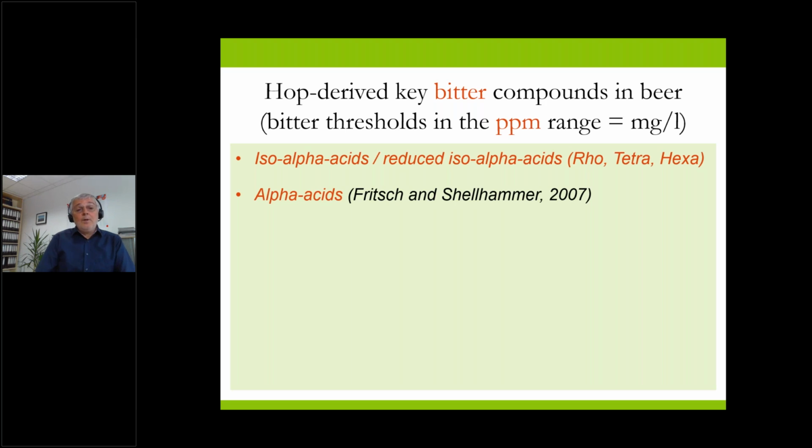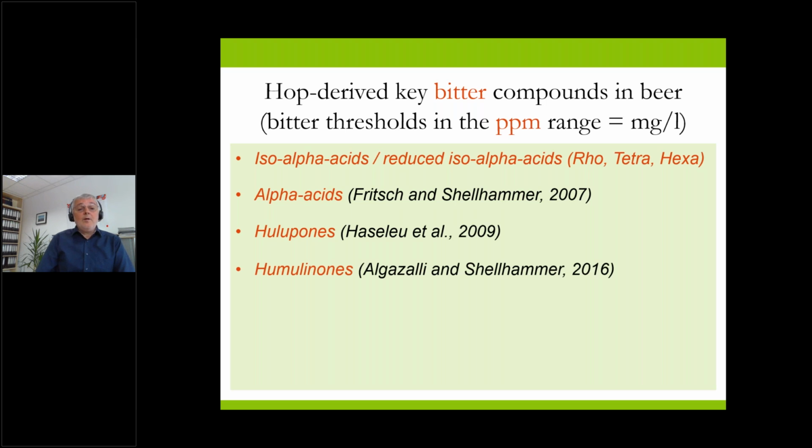But as I told you and showed you before, with regard to dry hop beers, we have in addition the alpha acids. Fritsch and Schellhammer reported on the bitter thresholds of these compounds in 2007. We have the hulupones, which a German group researched and published in 2009. And we have the humulinones. Again, the Schellhammer group identified them as key bitter compounds.